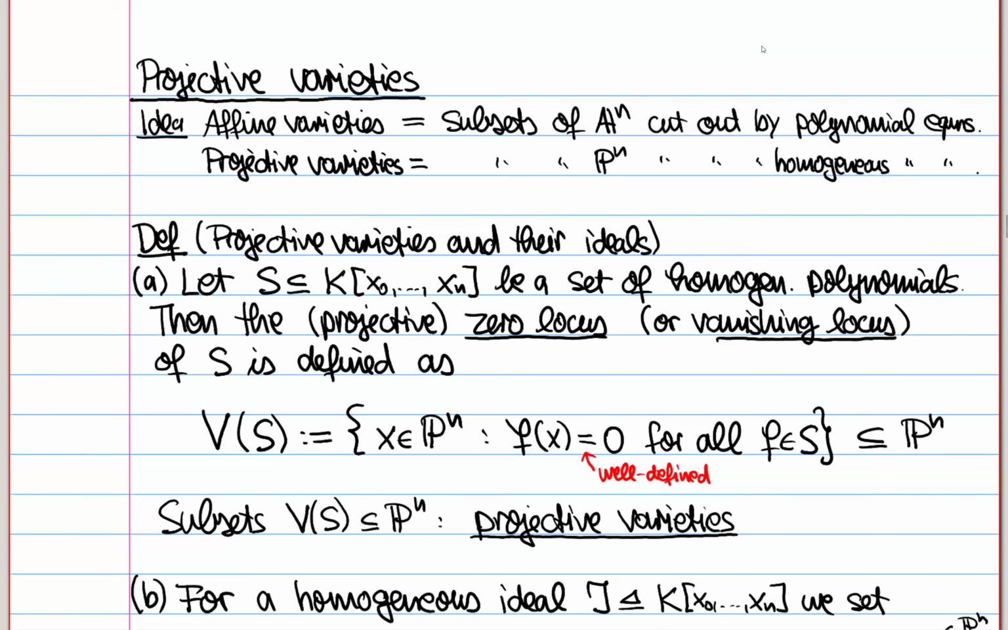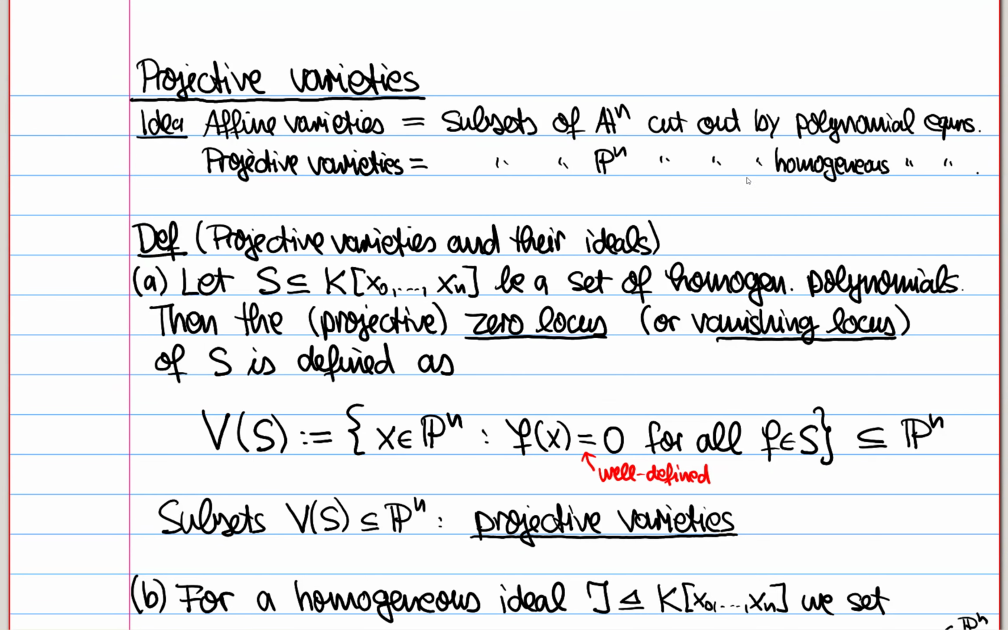In this section, we finally define projective varieties, at least as sets. And the idea here is the affine varieties that we had before, these were subsets of A^n cut out by polynomial equations. And now the projective varieties will be subsets of projective space cut out by homogeneous polynomial equations.